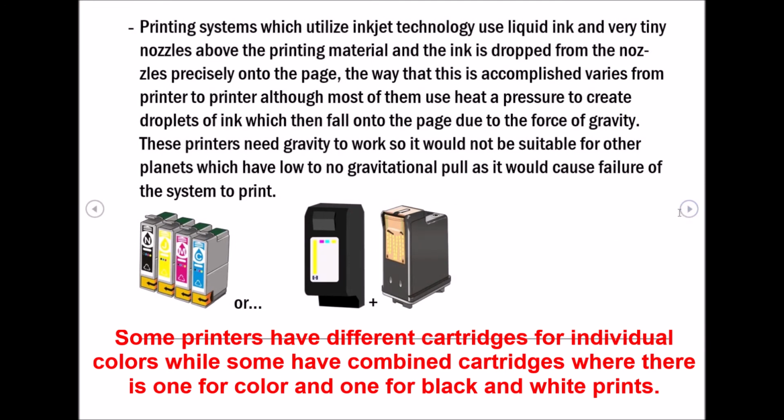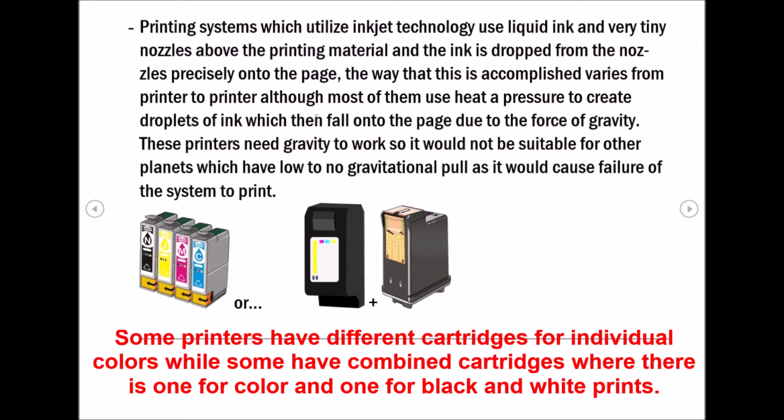Printing systems which utilize inkjet technology use liquid ink and very tiny nozzles above the printing material, and the process works by ink being dropped from the nozzles precisely onto the page. The way that this is accomplished varies from printer to printer, although most of them use heat and pressure to create droplets of ink which then fall onto the page due to the force of gravity.